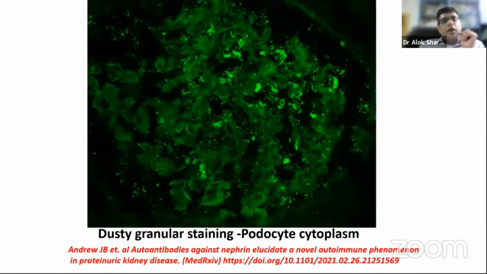And recently, I'll make a passing mention of this. A dusty granular staining of podocyte cytoplasm has been described as an autoimmune reaction in patients with nephrin antibodies having nephrotic syndrome. So it's a good idea to have a look at the podocyte cytoplasm also and see if there is any dusty granular staining. Just be careful not to mistake it for capillary wall deposits. This is a specific staining pattern which in coming days we will note more often and have more knowledge about.